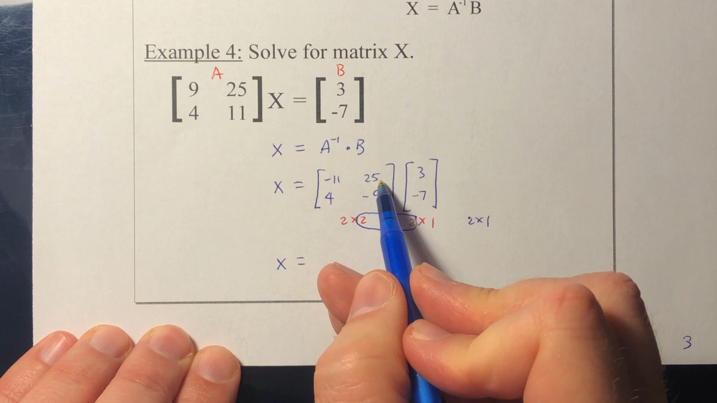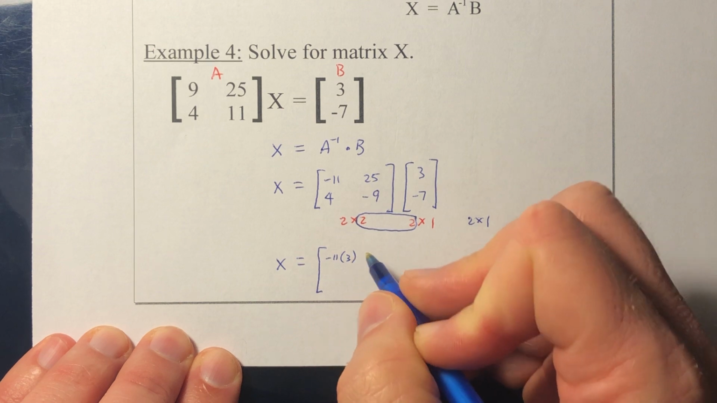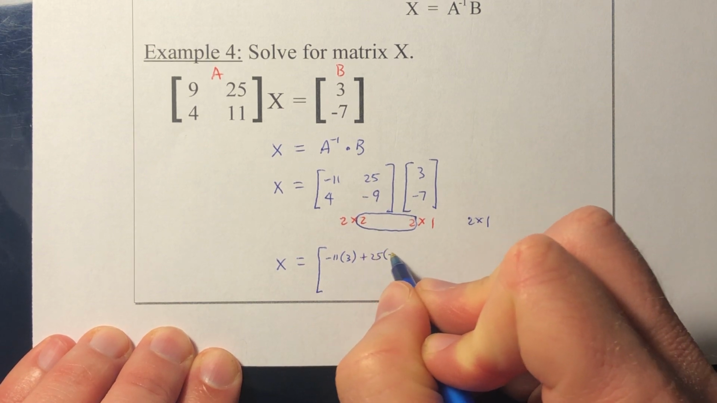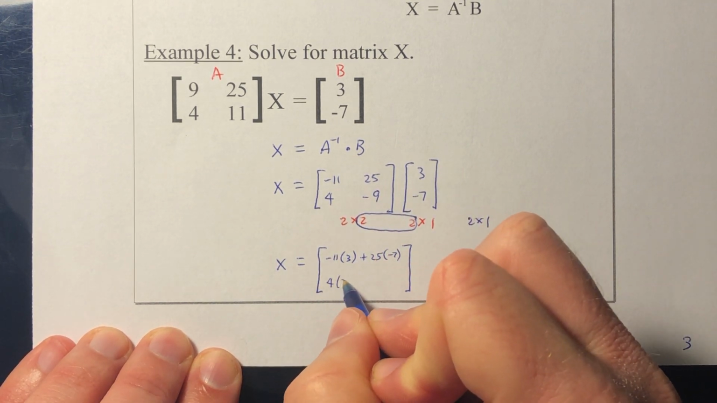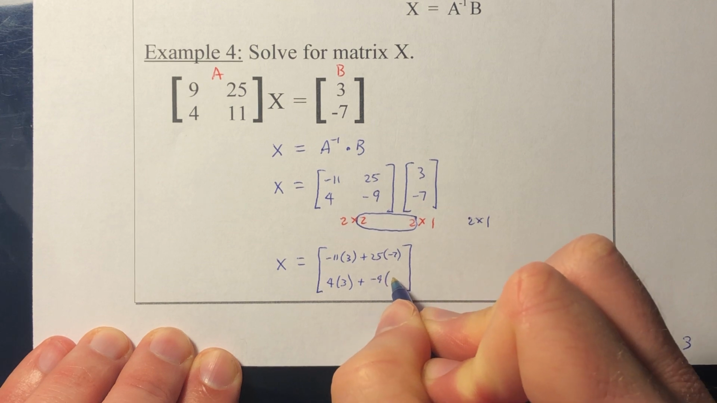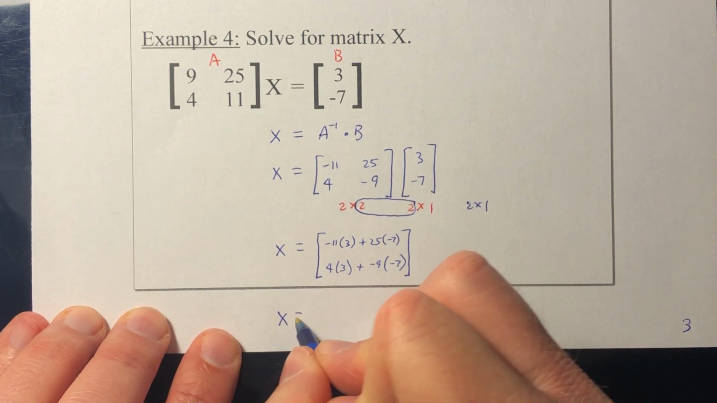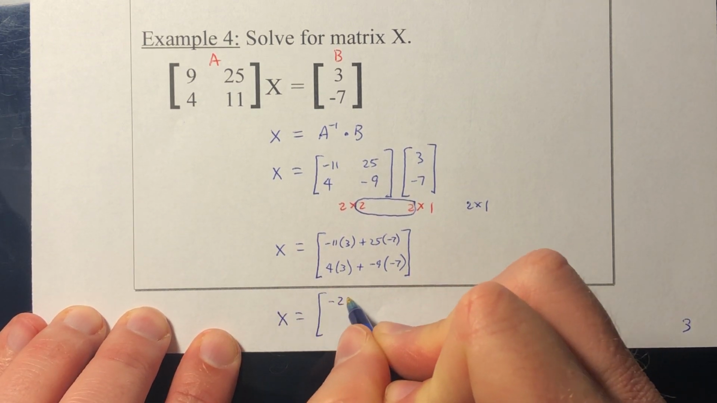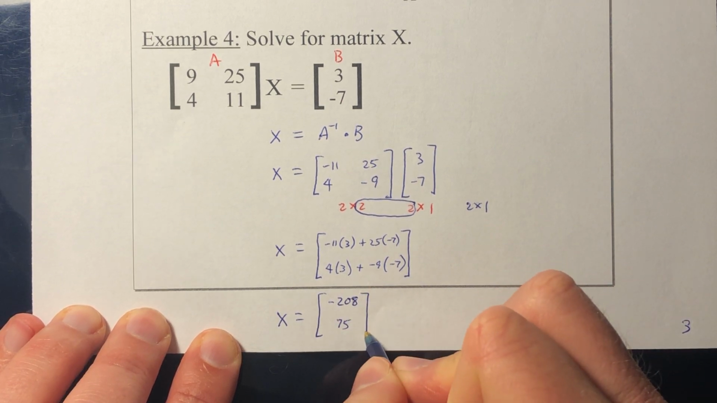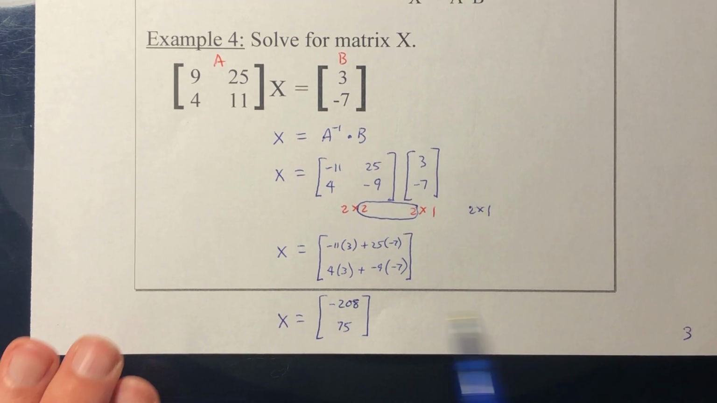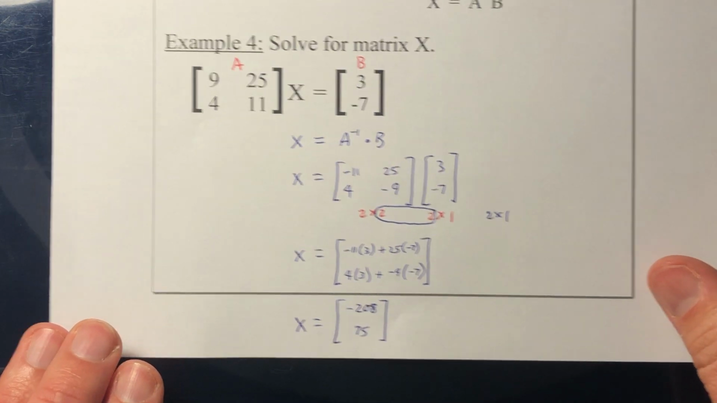Okay, so if we take this row times this column, we're going to take negative 11 times 3 plus 25 times negative 7. And then take this row times this column, 4 times 3 plus negative 9 times negative 7. And if we clean that up, you can take my word for this. We get negative 208 and 75. Now, if we wanted to check this, we take matrix A times this matrix X. That should give us matrix B.